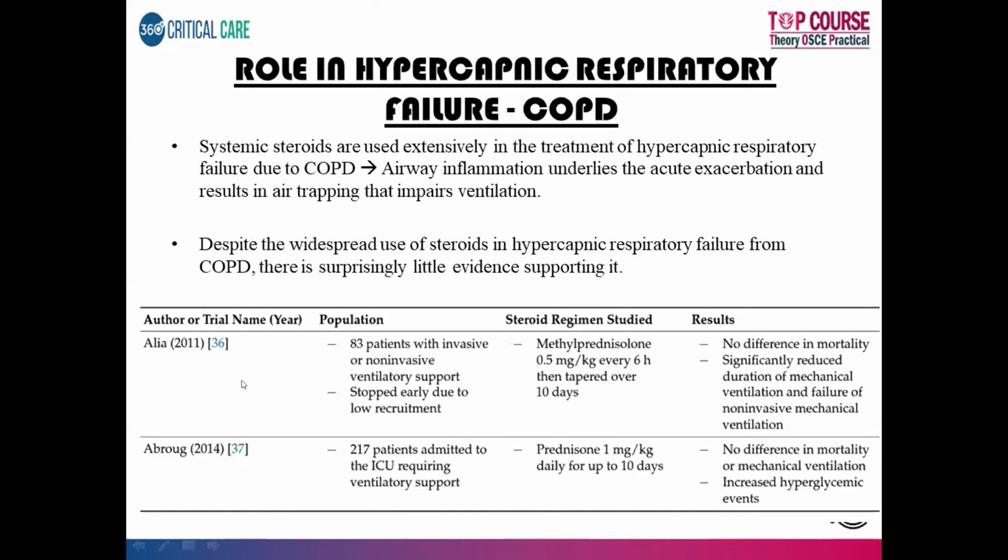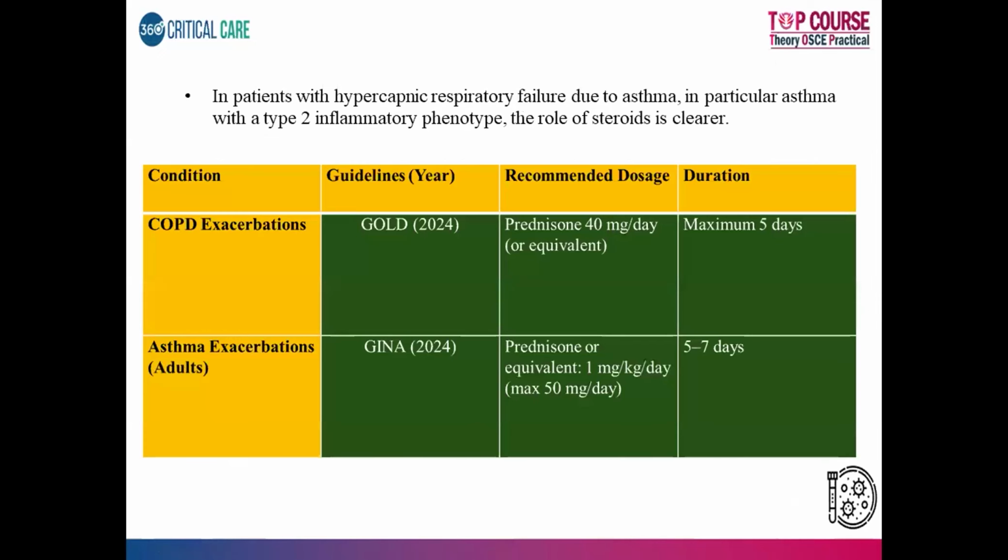So we have only 2 trials, the ALIA trial and the OBRAM trial, and both showed no difference in mortality, whereas steroids significantly reduced the duration of mechanical ventilation and failure of NIV. In OBRAM, it showed increased hyperglycemic events. So as such, there is no mortality benefit in COPD patients with steroids. In patients with hypercapnic respiratory failure due to asthma, there is a clearer role of steroids. You should give steroids in these patients.